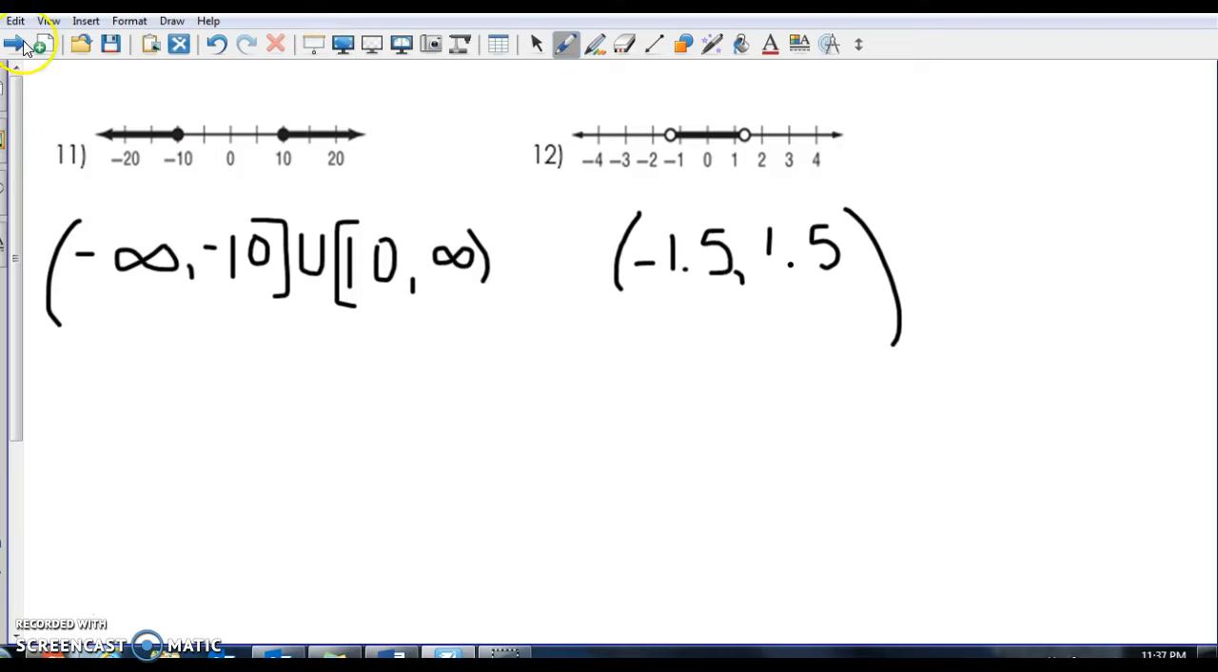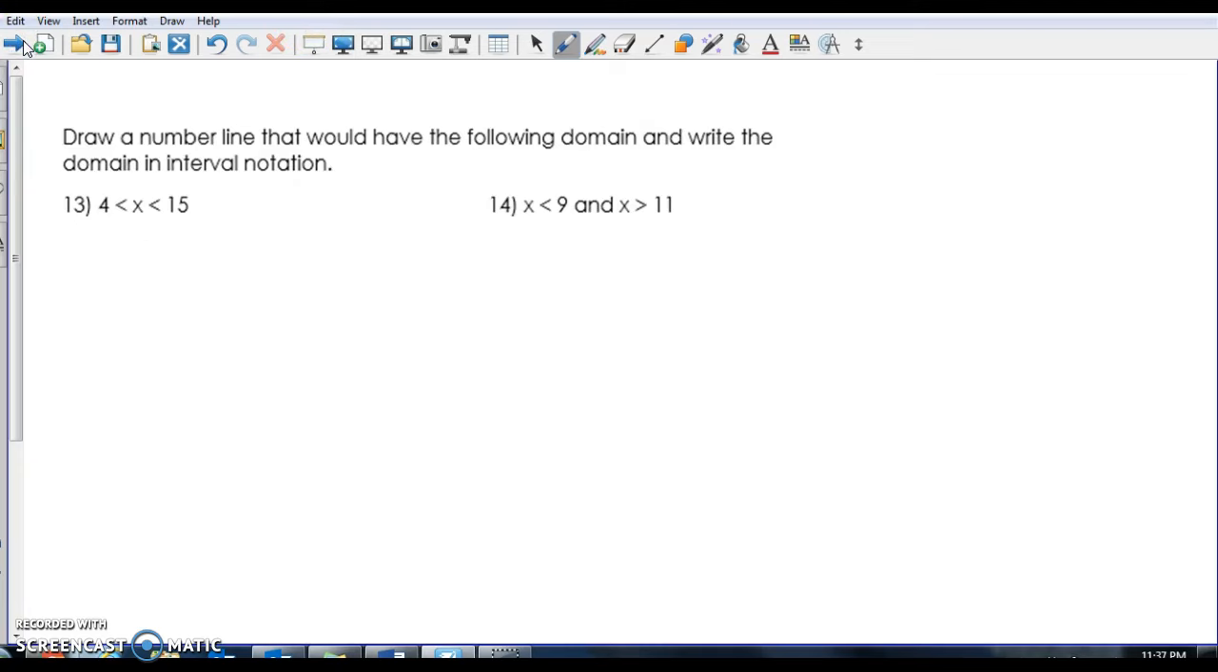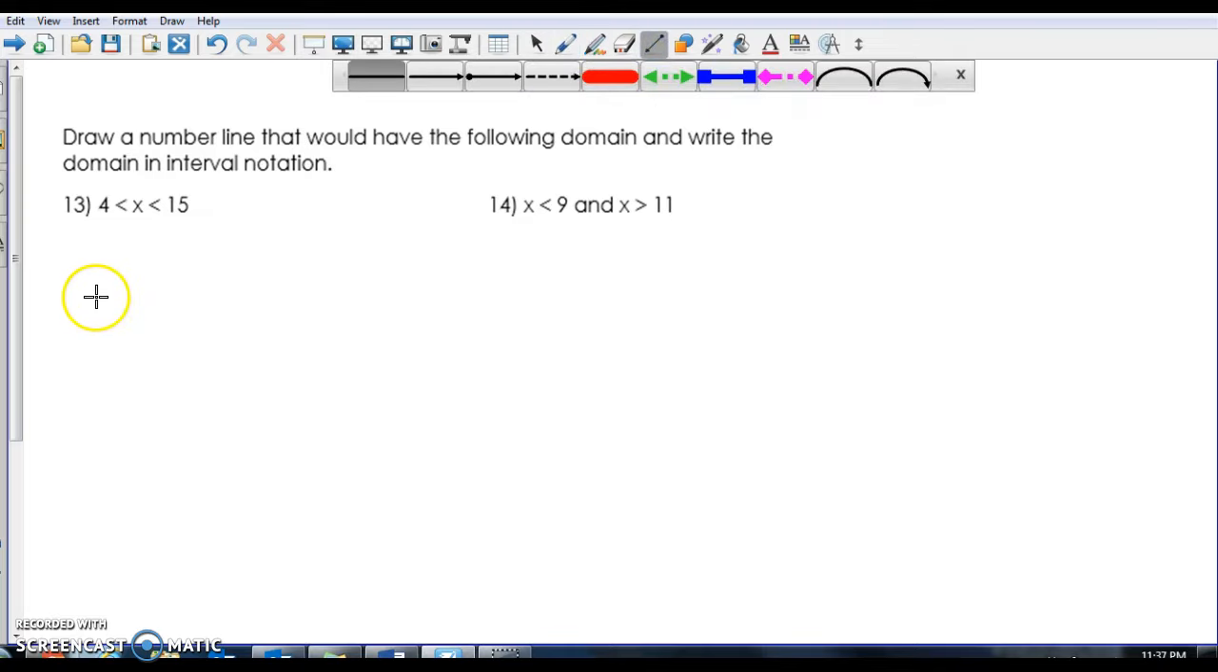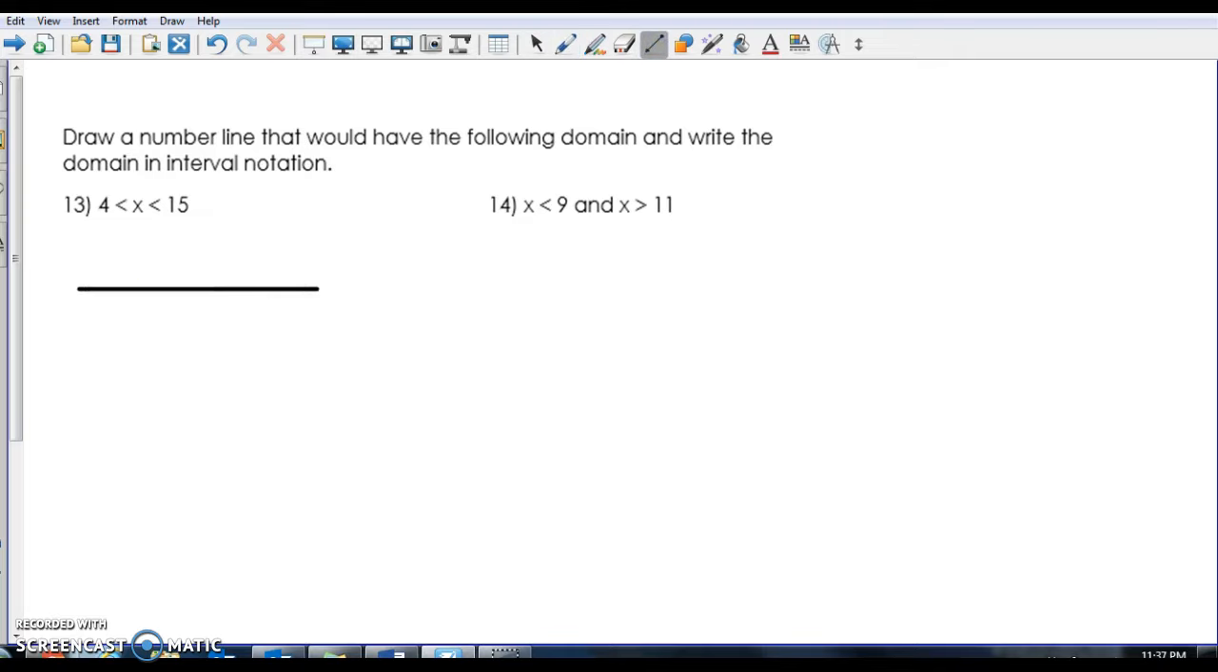So now we're going to look at 13 and 14, which are kind of different. We're going to draw the number line, then we're going to write the answer in interval notation. So on 13, we're going to draw a number line. 4 is going to be the number on the left because it's smaller. And the number on the right is 15. And I don't have my little airliner at home, so this is all me doing it by mouse. This is an open dot, and 15 is an open dot.